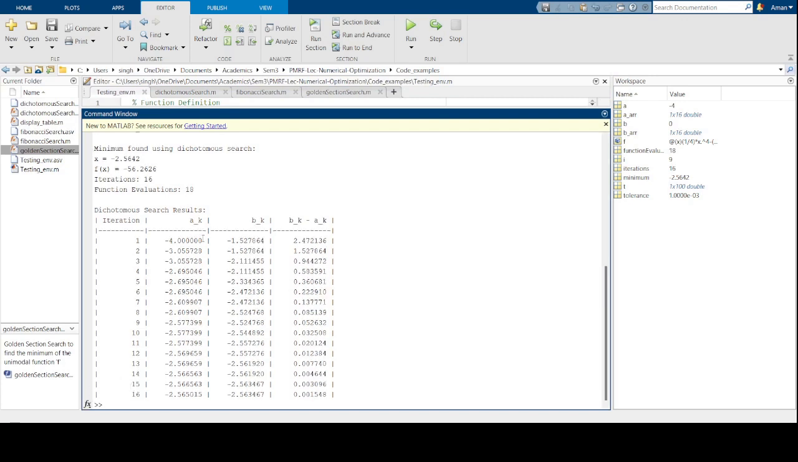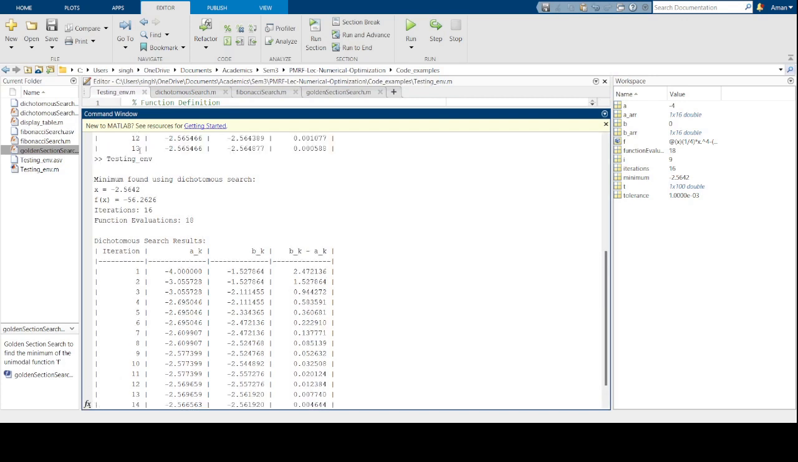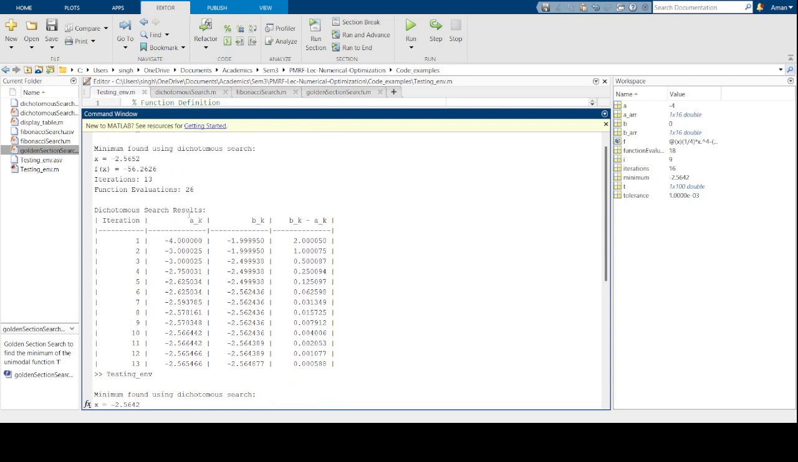Yeah, so as we can see, this also gave a similar minimum point, the same value. But look at the number of iterations. It's 16. Previously we saw it was 13 in dichotomous search, but in Fibonacci series it's 16. But look at the number of function evaluations, it is only 18.